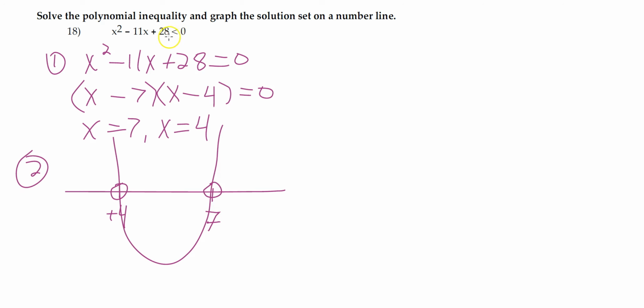Now we're looking for where is it less than 0, so where is it below the axis? That's good. Those aren't good. So our final answer is from 4 to 7.